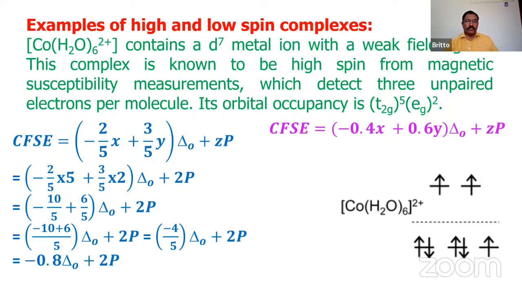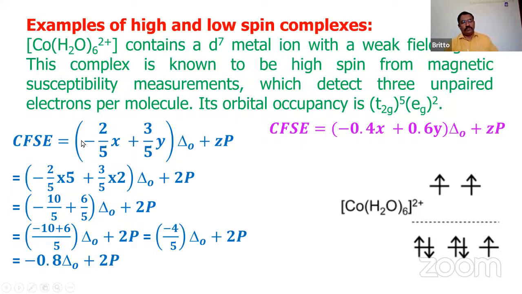5 T2G orbital electrons are there, and 2 EG electrons are there. So x is equal to 5, y is equal to 2, and z, the number of orbitals which contain paired electrons, is 2. So 2 orbitals are paired.